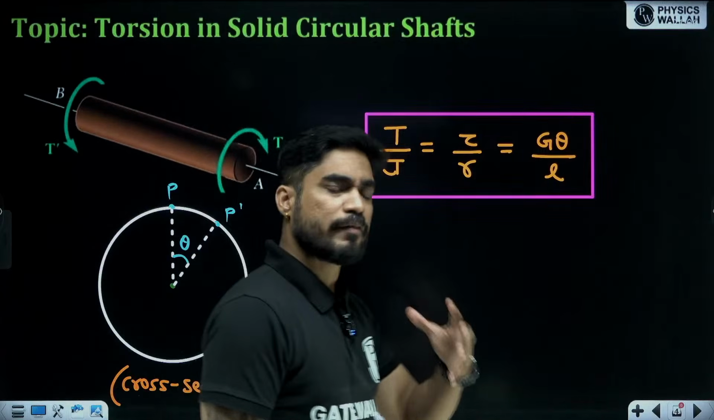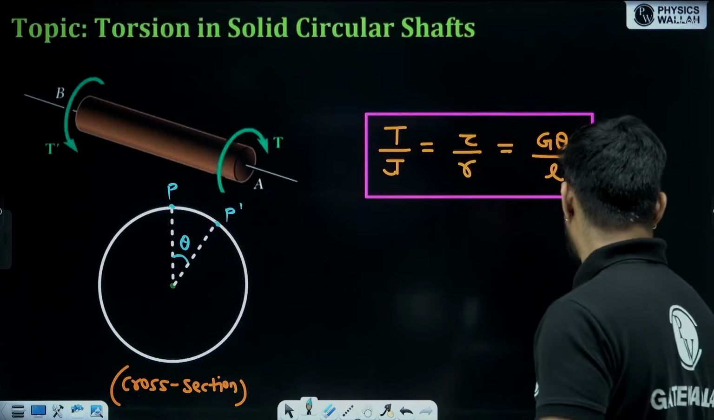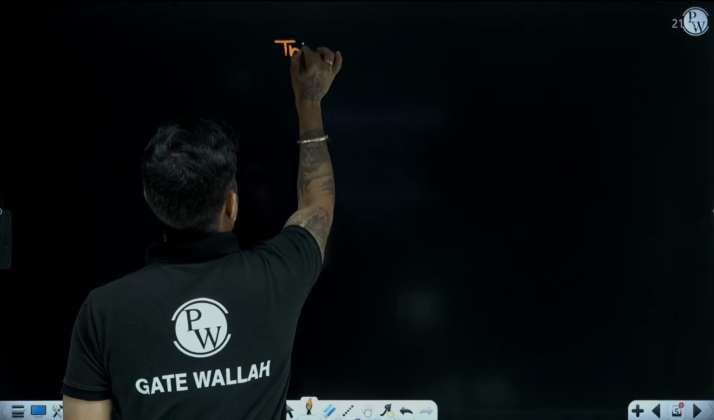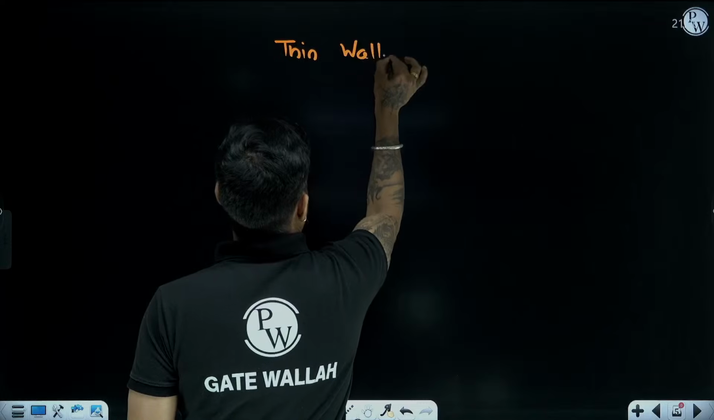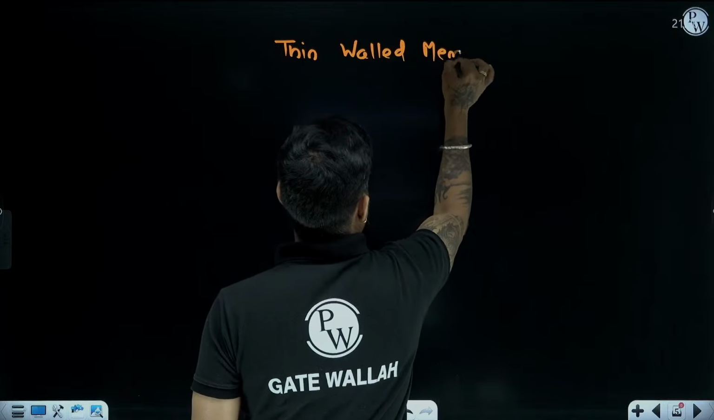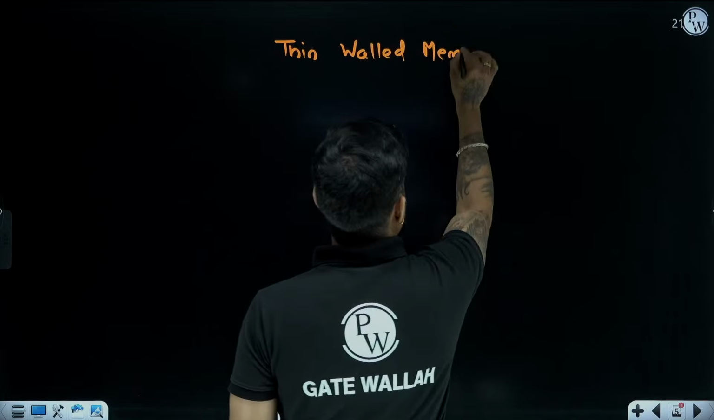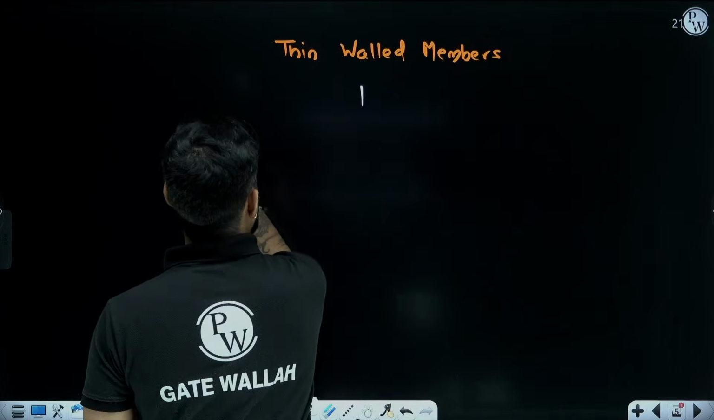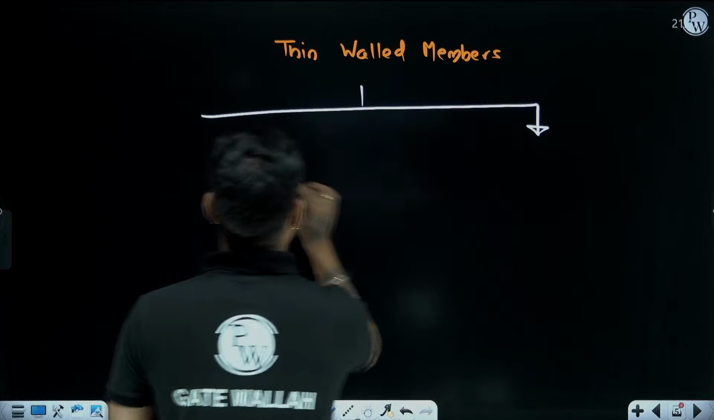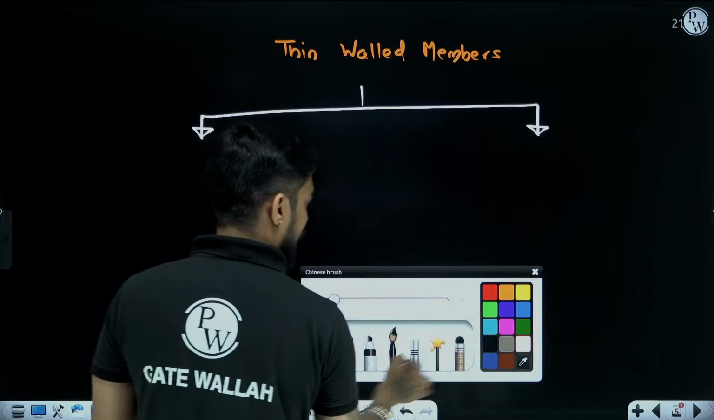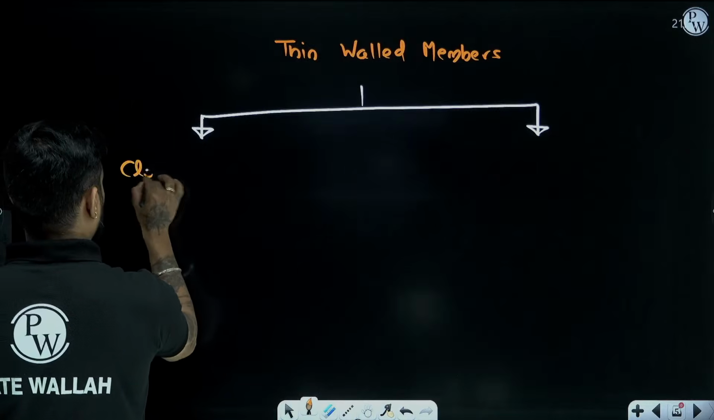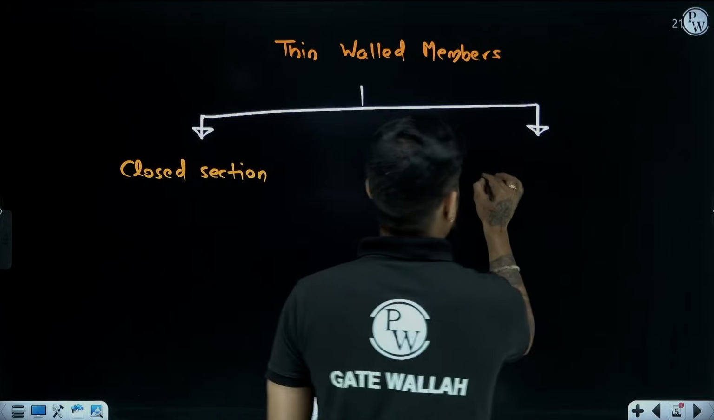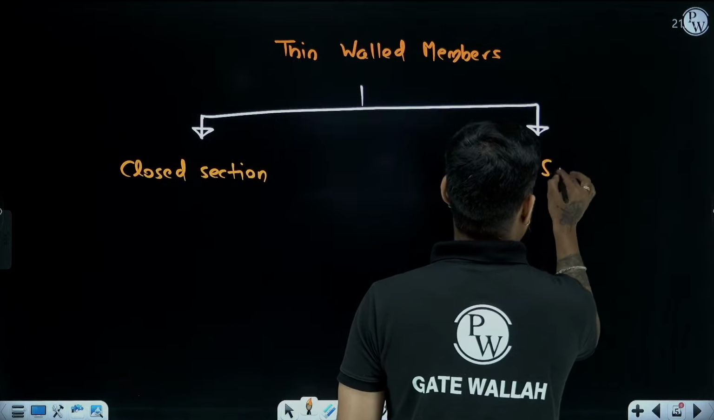What do we mean by thin walled members? Thin walled members are of two types. You can divide thin walled members into two categories: closed section and open section. So let me give you an example.